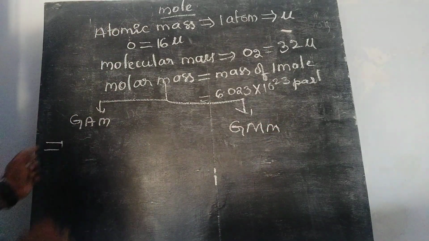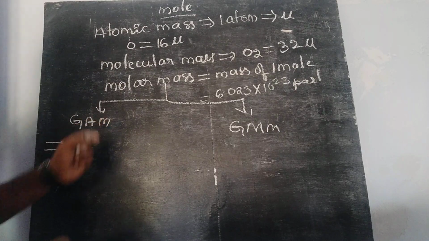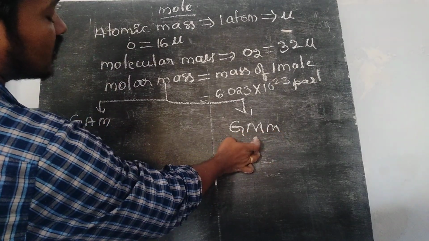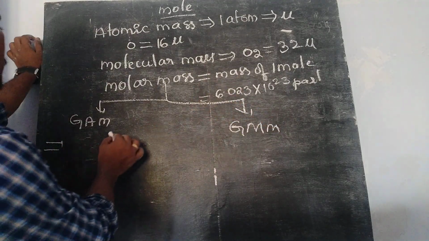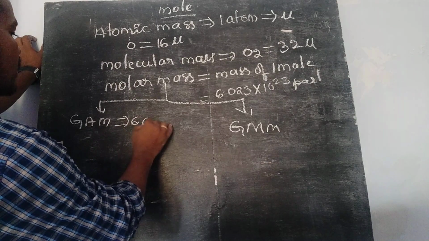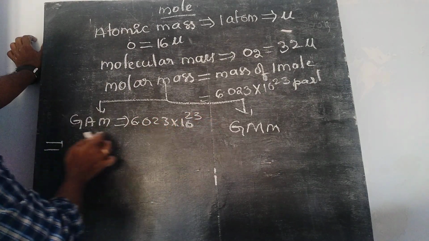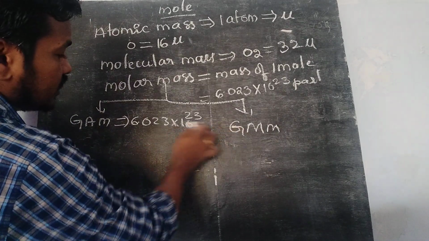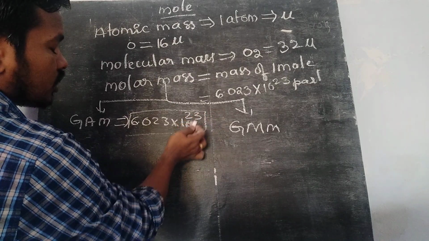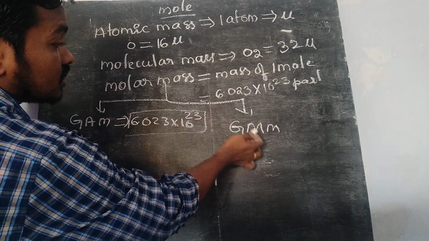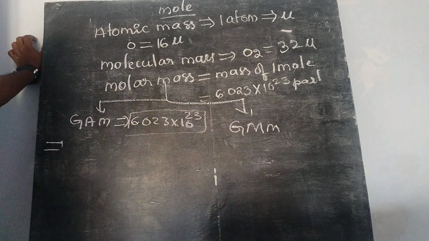The mass of atoms expressed in terms of grams is called gram atomic mass. The mass of molecules expressed in terms of grams is called gram molecular mass. For example, 6.023 into 10 to the power of 23 particles, whose mass is expressed in terms of grams, is called gram atomic mass.